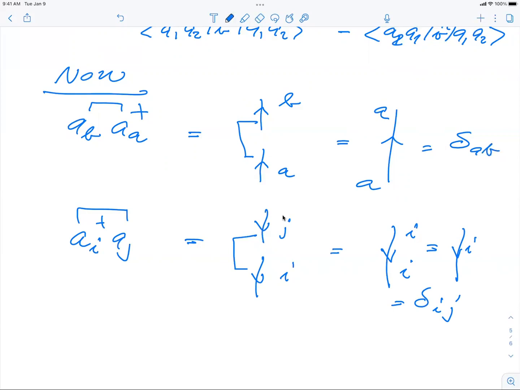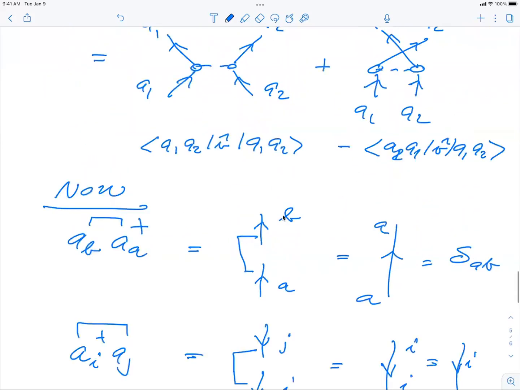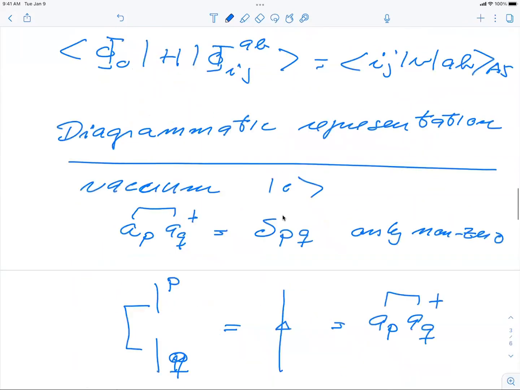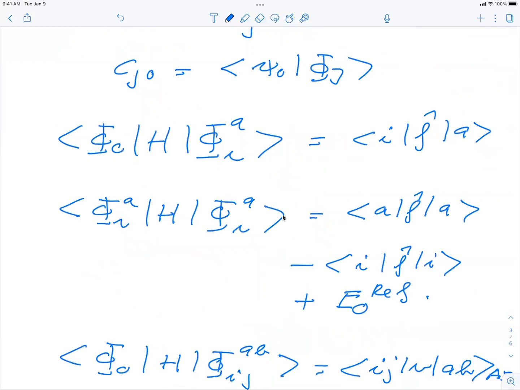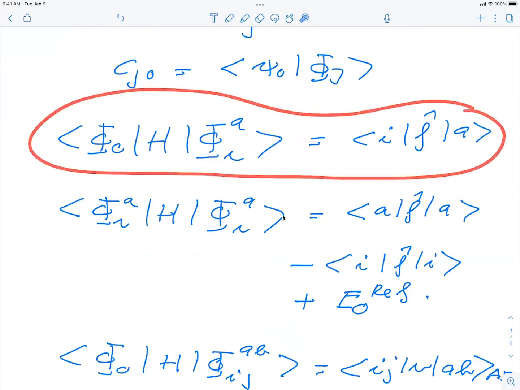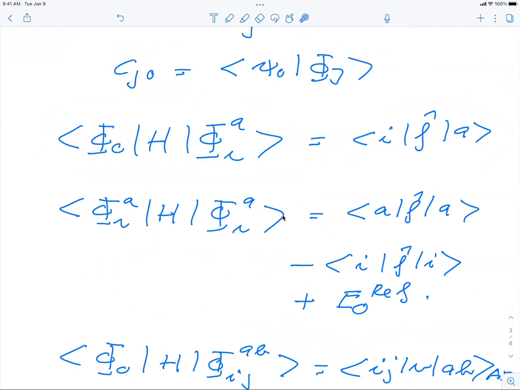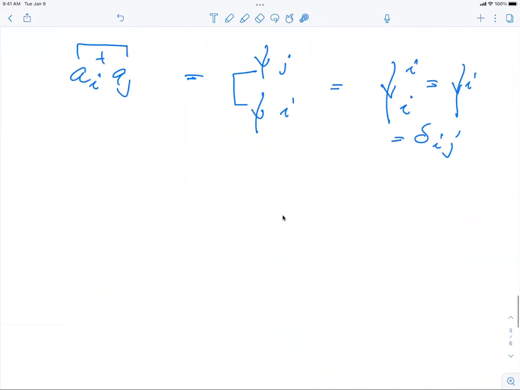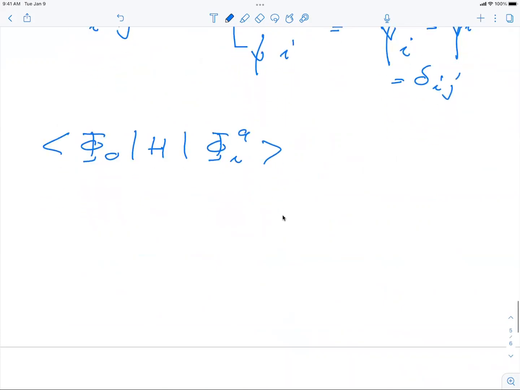So if we now look at the calculations which we had for one of these matrix elements, if we take a closer look at the expressions we had here. So let's take a look at this contribution which you see here and see how we can represent that diagrammatically. So when we look at the contribution from phi 0, H acting on this phi IA, this is going to contain the following terms.